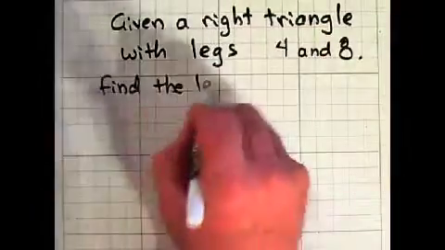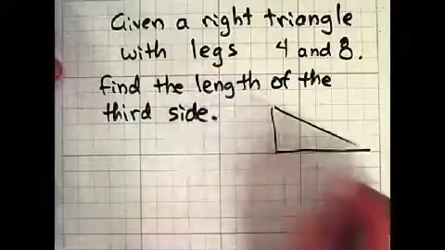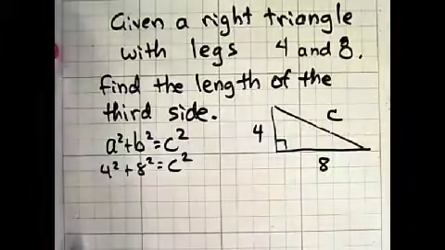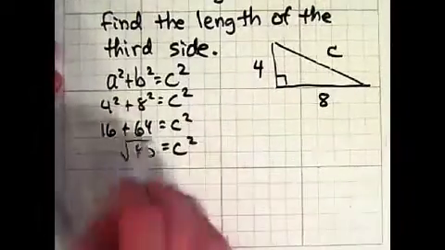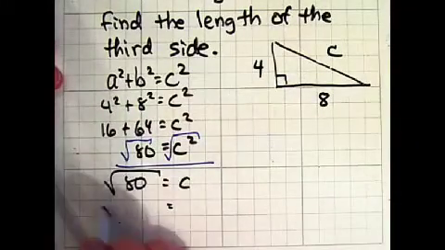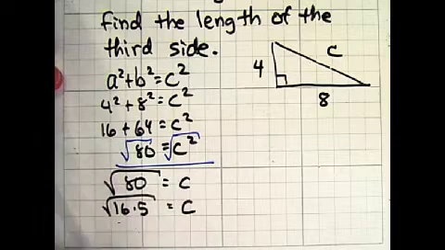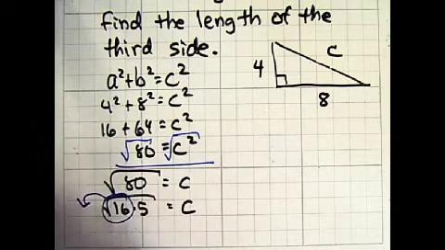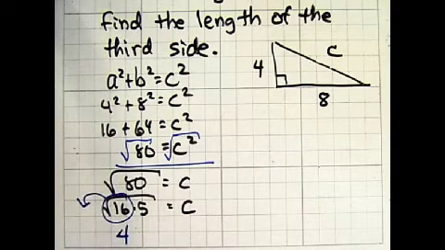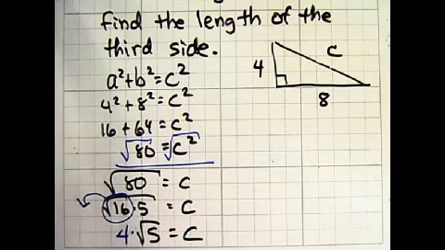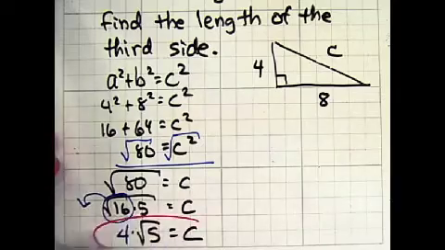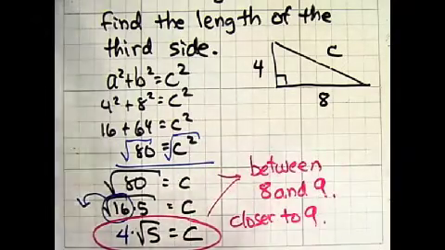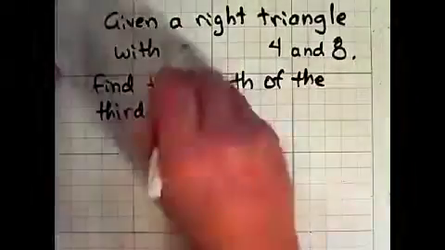Let's try another problem where the legs are more typical, like 4 and 8. If you were to substitute in 4 and 8 for the legs and solve for the hypotenuse, you'd end up with the square root of 80. Now let's simplify that. That's 16 times 5. Well, the 16 can come out of the radical because it's a perfect square. So the square root of 16 is 4, but the radical 5 cannot. So 4 radical 5 is my answer. Now that's a number that's somewhere between 8 and 9. It's closer to 9. The square root of 81 is 9.